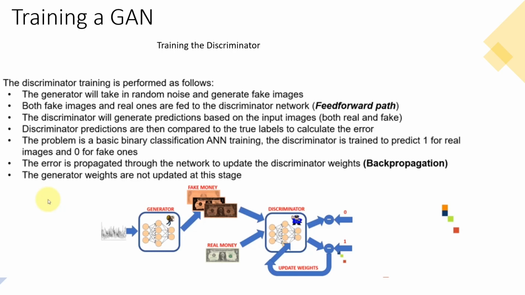And the error is propagated through the network to update the discriminator weights. That's the backpropagation phase. So you calculate loss from fake images or fake money and real images or real money, and then you update the weights of the discriminator. The generator weights are not updated at this stage. We will be updating it right after this. So once we freeze the weights of the discriminator, we will be updating the weights of the generator.